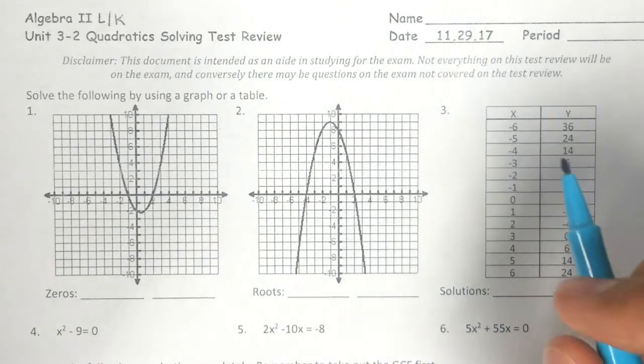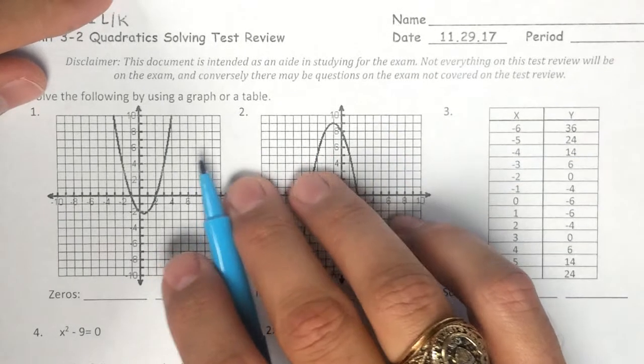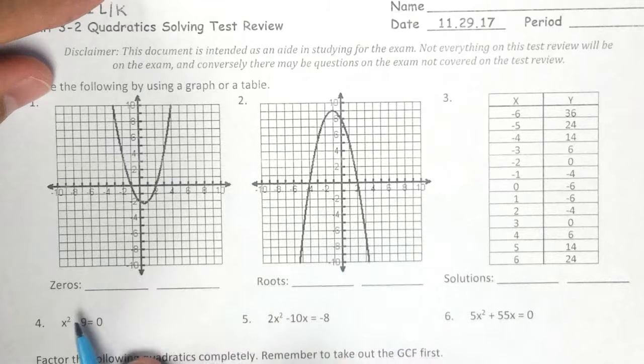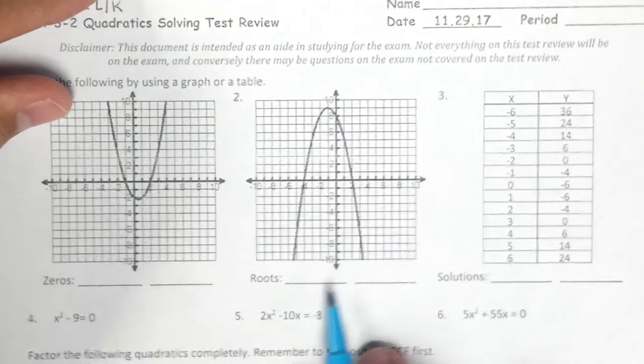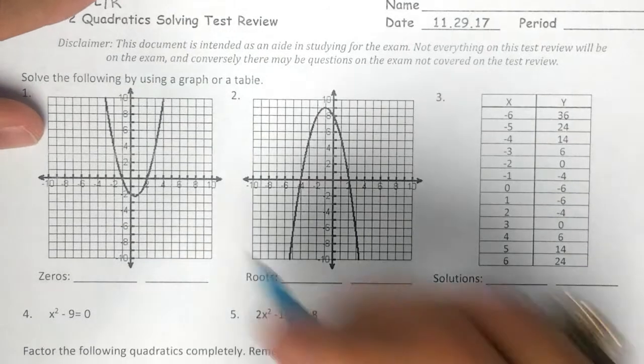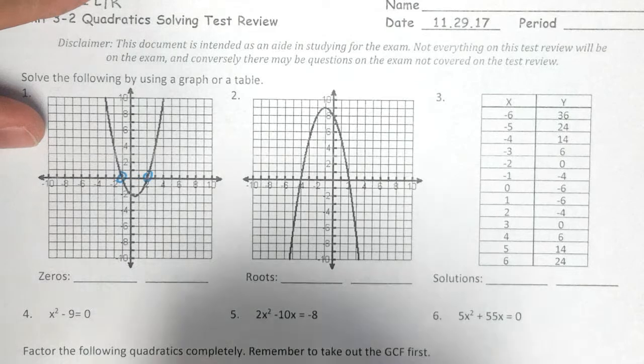Alright, we're working on the second quadratics test. The first ones we're going to solve by the graph or the table. Solve, basically we're just looking for our zeros, our roots and solutions. They're basically the same thing. We're looking where they cross the x-axis. So this crosses there and there.